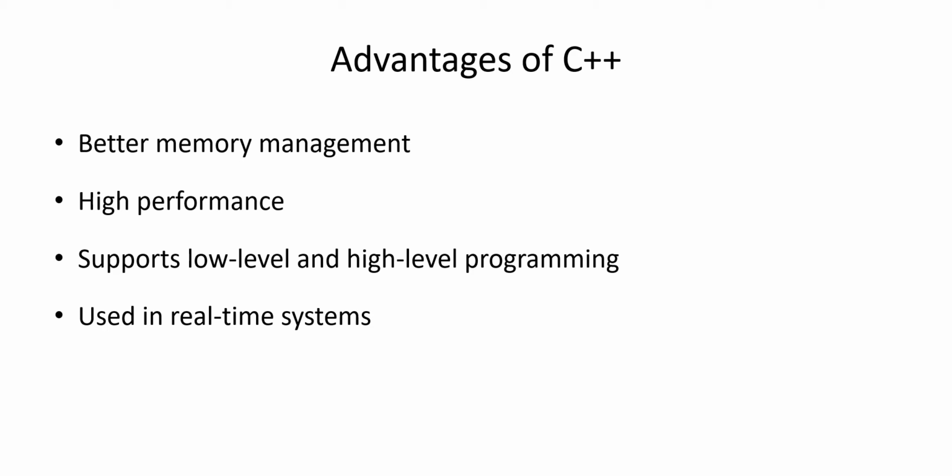These are the advantages of the C++ programming language. C++ offers better memory management through pointers and dynamic memory allocation. It delivers high performance, making it suitable for real-time systems and game development. One unique advantage of C++ is that it supports both low-level programming, such as hardware interaction, and high-level programming, such as application development. This versatility makes C++ widely used in operating systems, embedded systems, and compilers.